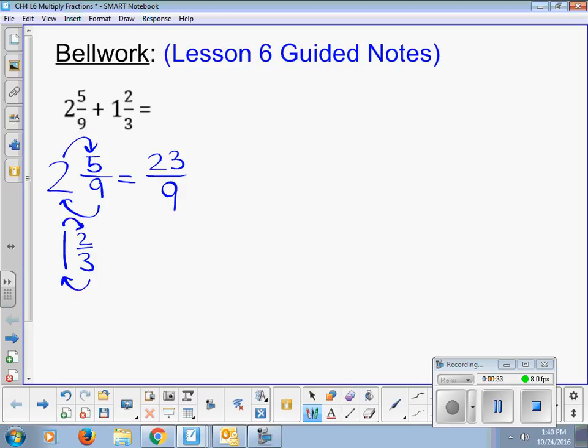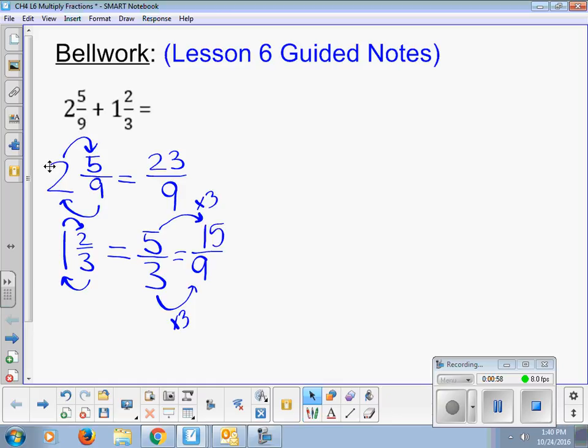When you multiply 1 times 3, you get 3 plus our numerator, 5/3. We have a denominator of 9 and a denominator of 3. What could be a common denominator? 9. So we have to change this fraction to something over 9. From 3 to 9, what are we multiplying by? 3. So to do the same thing to our numerator, 5 times 3 is 15.